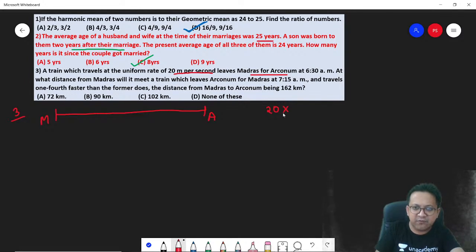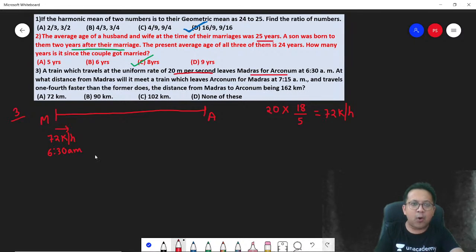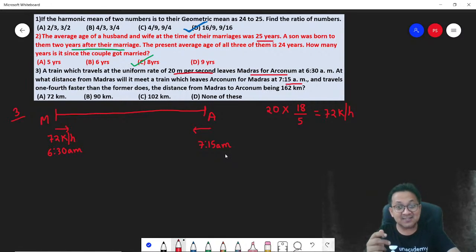If I have to convert to kilometers per hour, can I say 20 into 5 by 18 is 72 kilometers per hour. So a train is leaving at a speed of 72 kilometers per hour at 6:30 a.m. At what distance from Madras will it meet a train which leaves Arkonam at 7:15 a.m.? So there is another train which leaves at 7:15 a.m., and travels 1/4 faster than the former does.